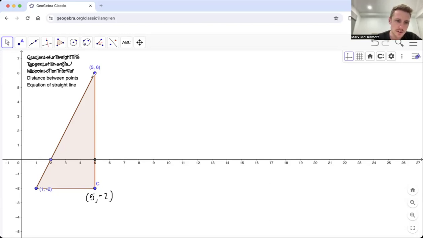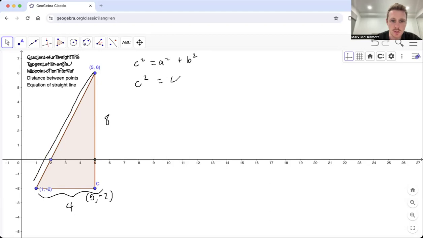Okay, so we need to know this length here. Essentially, we need to know this length, which, as you can see, is the hypotenuse of a right angle triangle. So we know that c squared equals a squared plus b squared. So we know from Pythagoras this distance is going to be from 1 to 5, which is a distance of 4, and then this was a distance of 8. So c squared equals 4 squared plus 8 squared. So c squared equals 16 plus 64. So c equals, 16 plus 64 is 100.